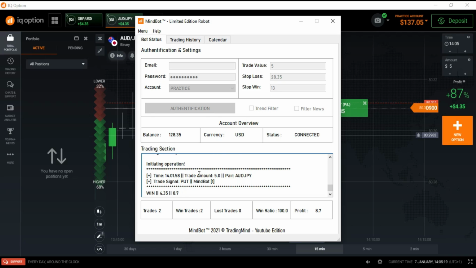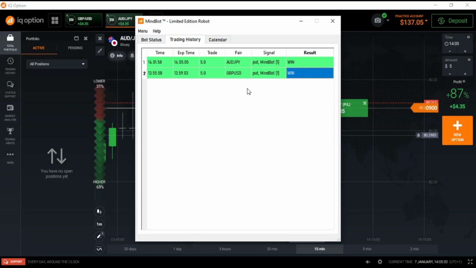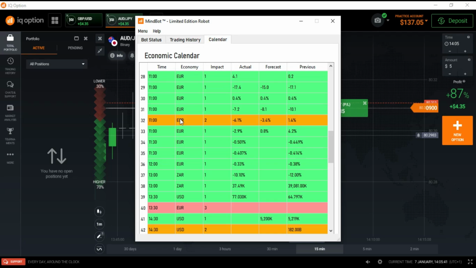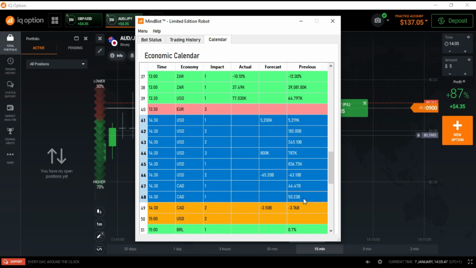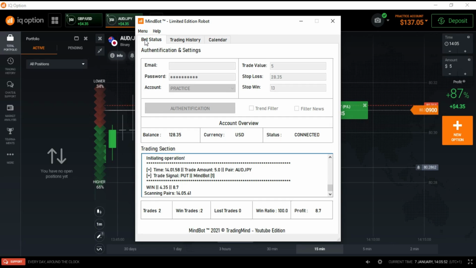So the next trade is gonna cover all of this. So we wish the best for this robot. So we have two trades, 2 wins and 0 losses, 100% winning ratio. So trading history is showing us again OGPY is a win, and GBP/USD is a win again, and the calendar is saying that we have upcoming news here. So all of this upcoming news is in 25 minutes. So I hope the bot will close before the news hit.